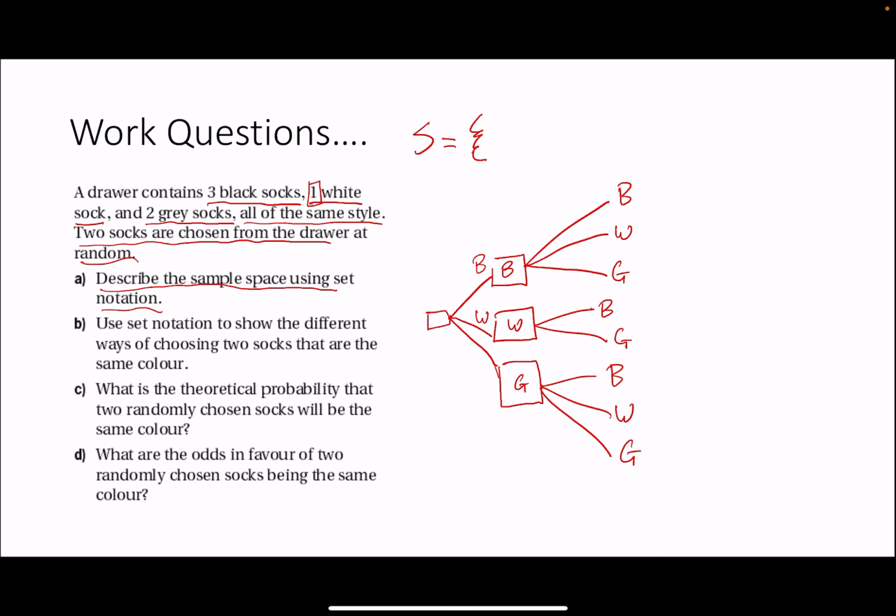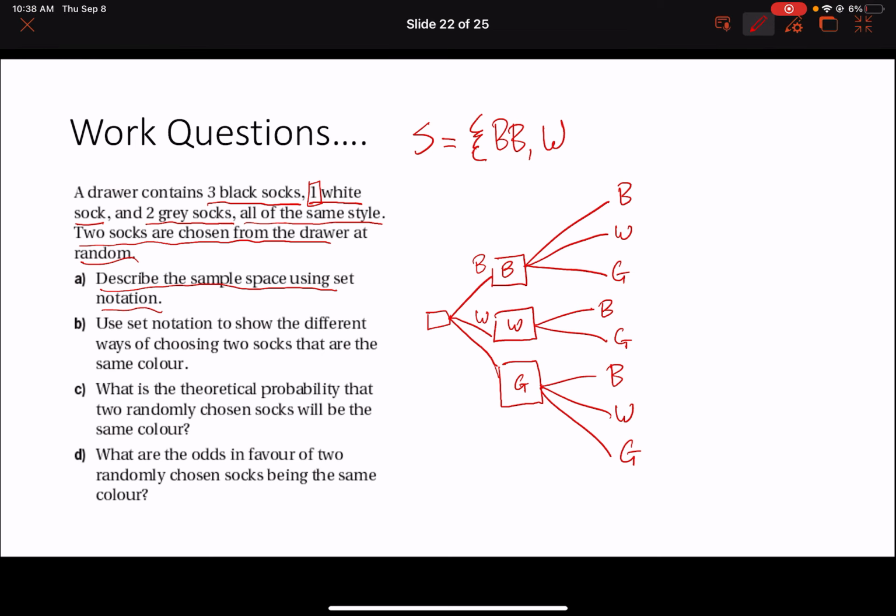So my sample space is BB, BW, BG, WB, WG. Notice there's only 2. GB, GW, and GG. There, that's my set notation right there.